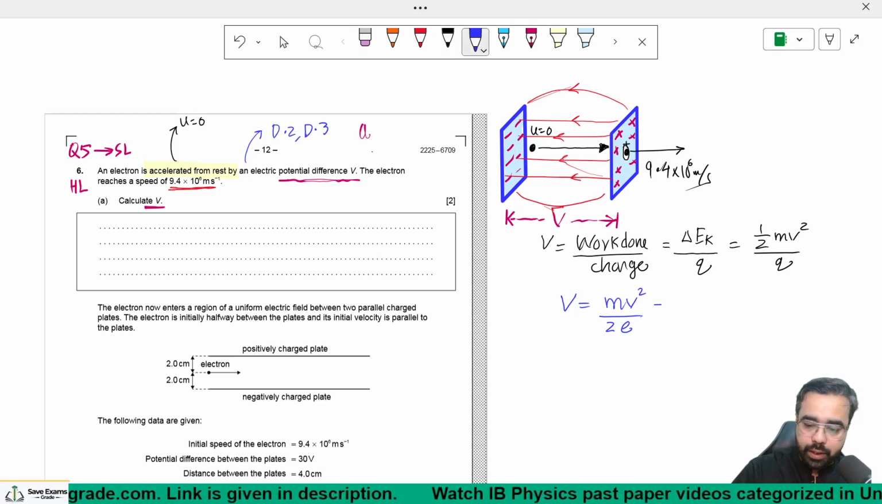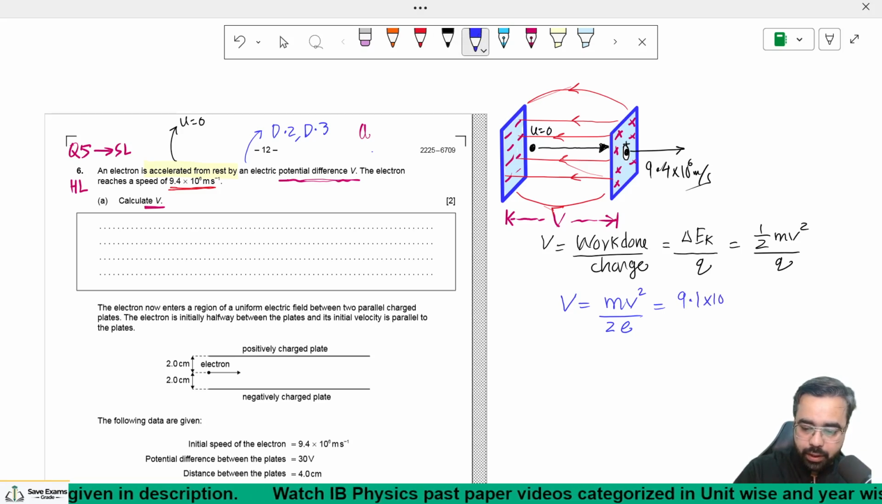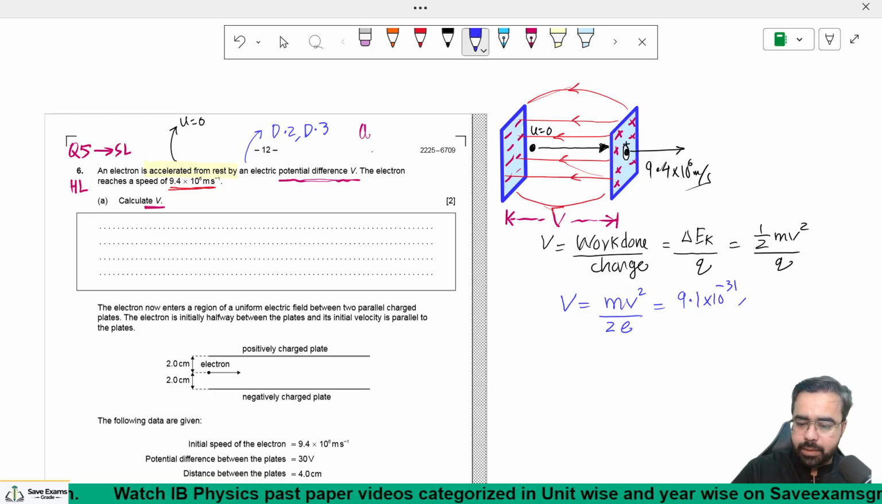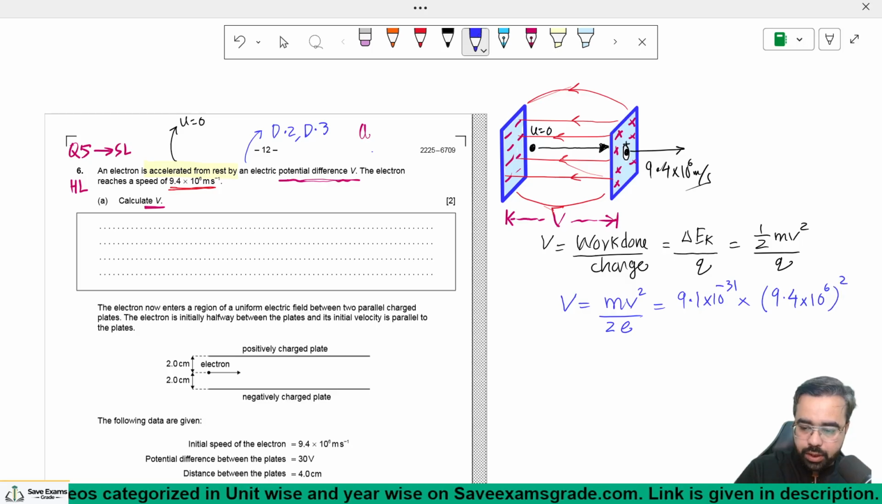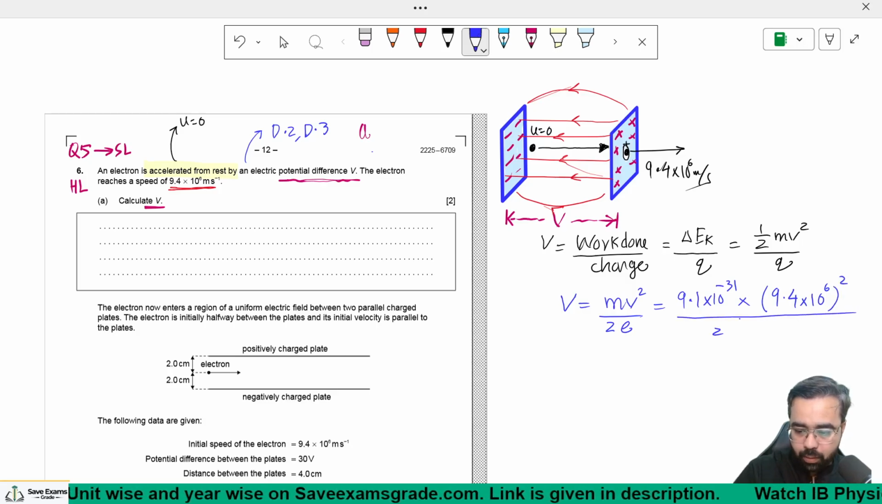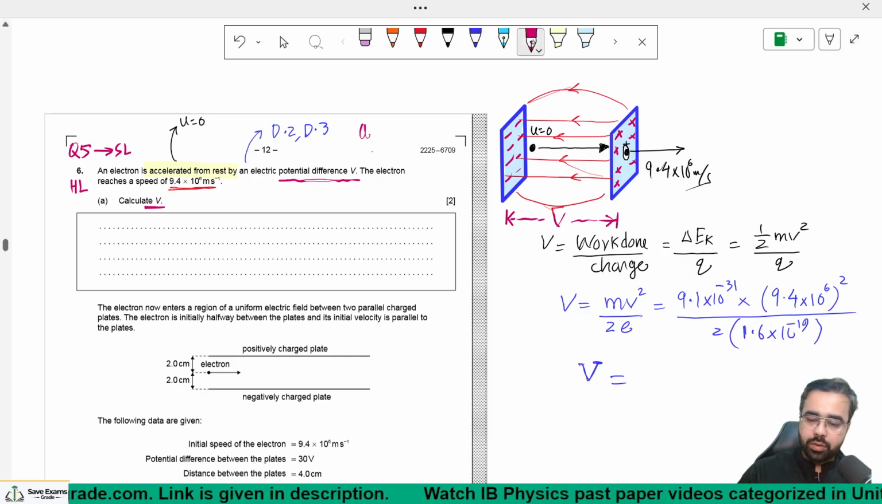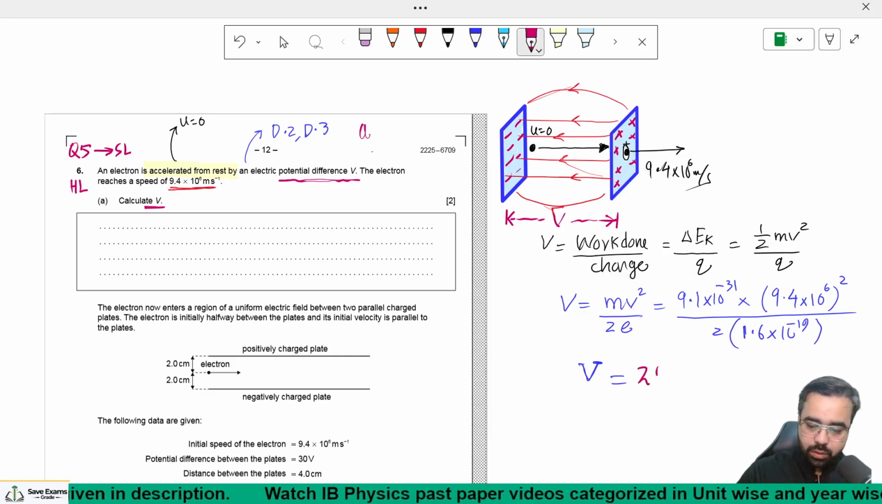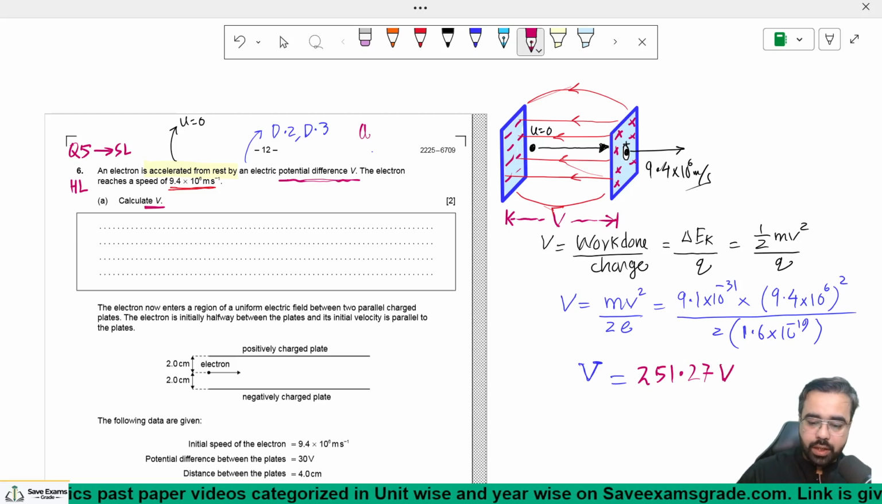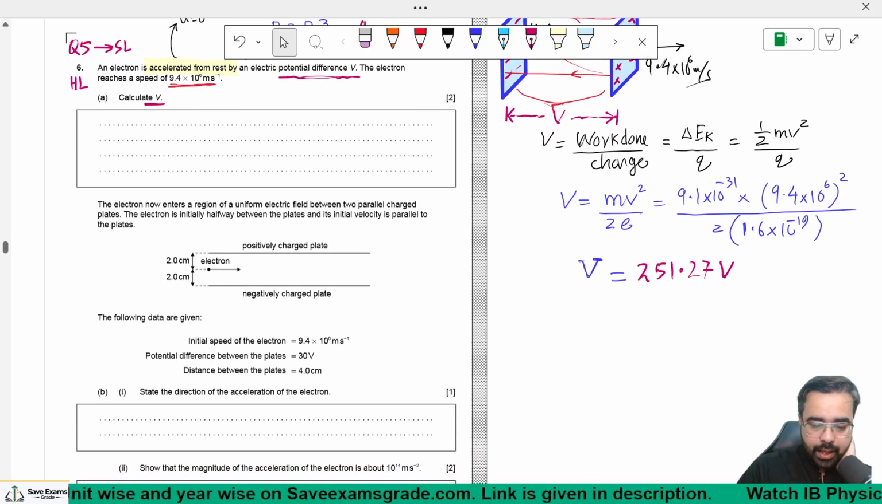So let us put the value 9.1 times 10 power negative 31 kilograms times the speed square. So I'm going to put all the values and you can see what answer we get, divided by 1.6 times 10 power negative 19 coulomb, and the answer of this quantity will be in volts, right? So students, the potential difference is 251.27 volts. Okay, so this is the potential difference. And now let's go to the next question. As you see, this is the same.